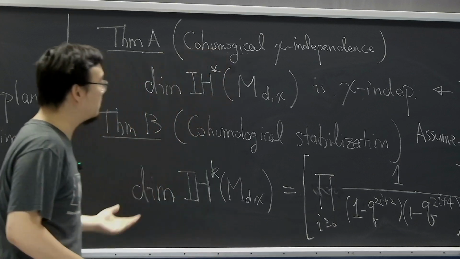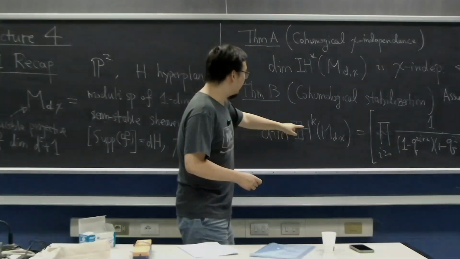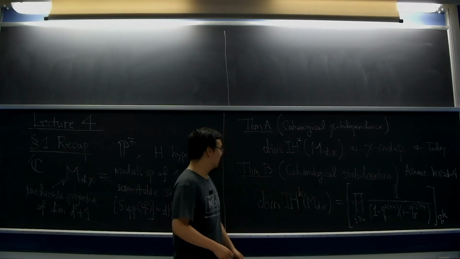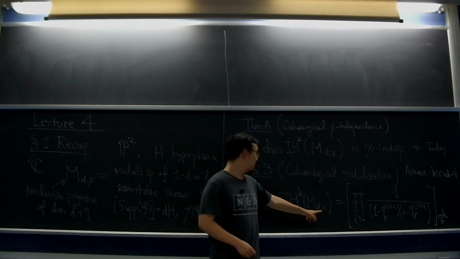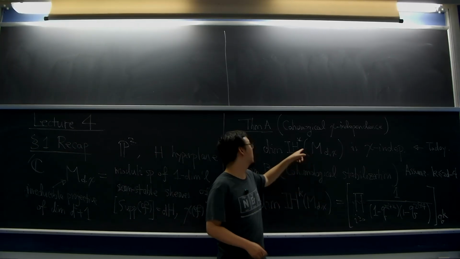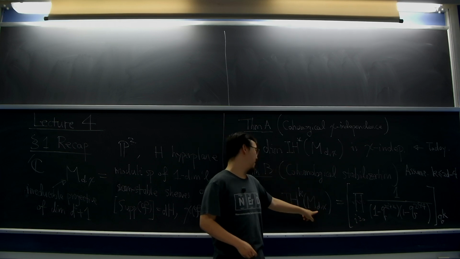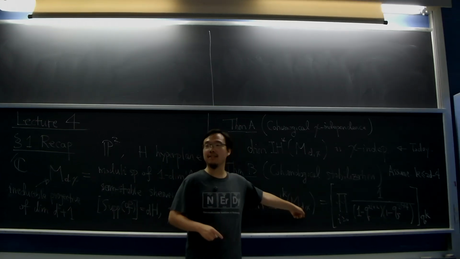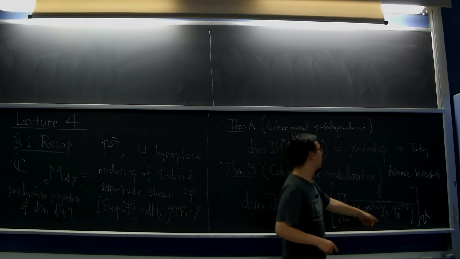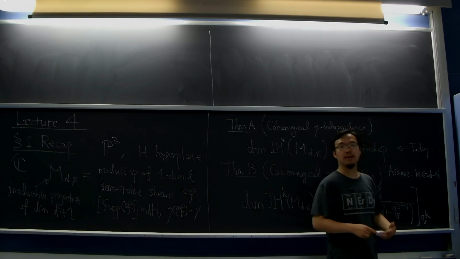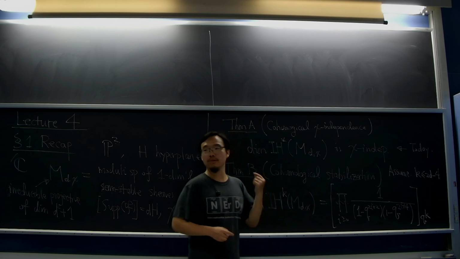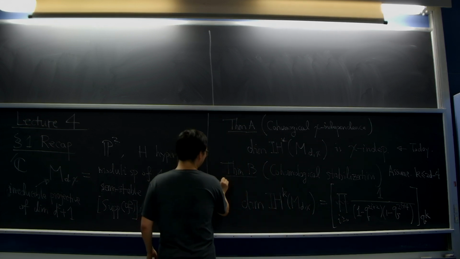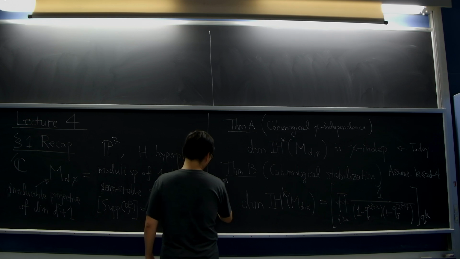Let's see what the statement says. If you want to consider the kth cohomology, then first, chi doesn't matter by theorem A. And secondly, d matters, but when you increase d, eventually d does not matter. For example, if 2d is greater than k plus 4, then it's always the same number. Theorem B will be proved tomorrow.